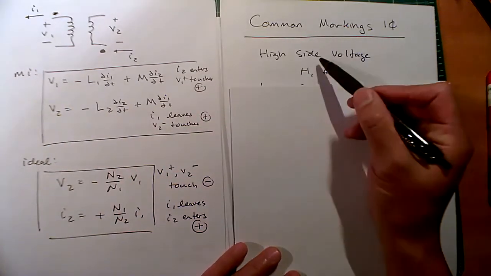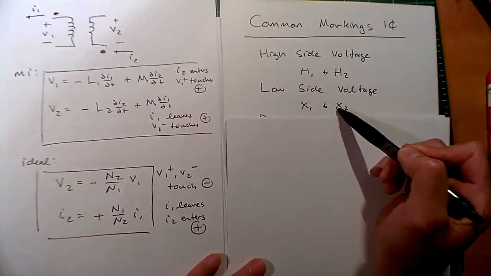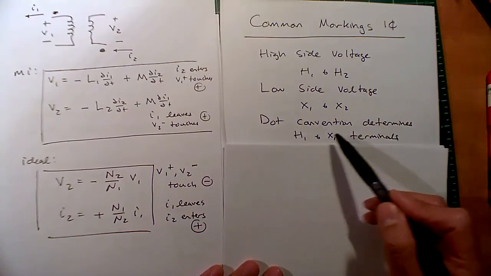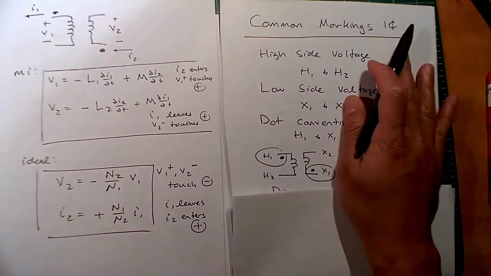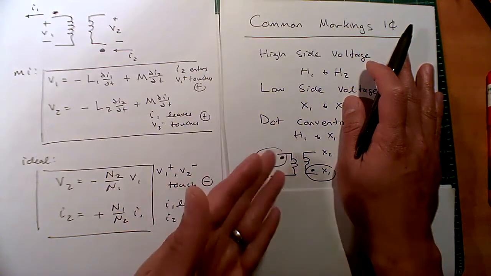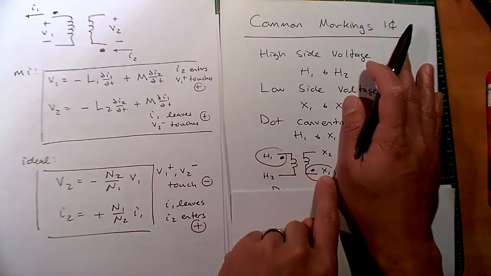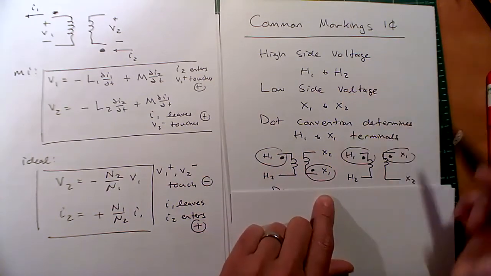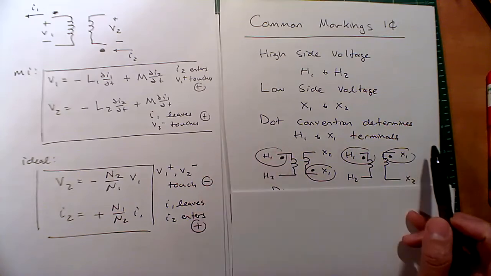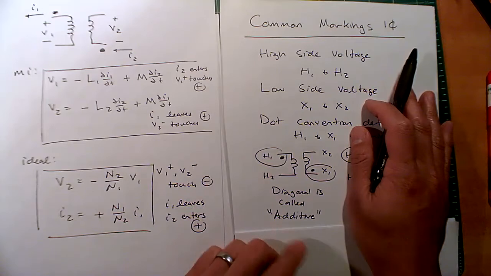Okay, the last two things I wanted to go over are some common markings for a single phase transformer. Typically you'll have a high side and a low side voltage, and they denote those as H's and X's, okay? And the dot convention actually determines where you put the H1 and X1 terminals. For example, if you had the dots like this, and let's say the left side was the high side, you'd have H1 and H2 where the 1 is connected to the dot, and X1 where that 1 is connected to the dot. If you had it like this, you'd have H1 here and X1 there. Pretty simple.